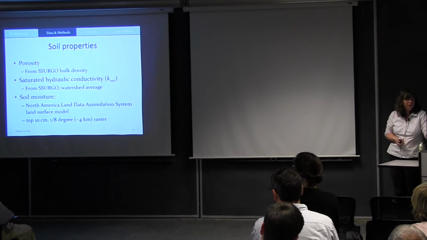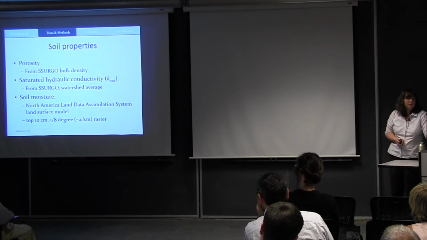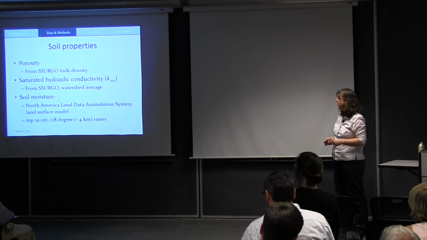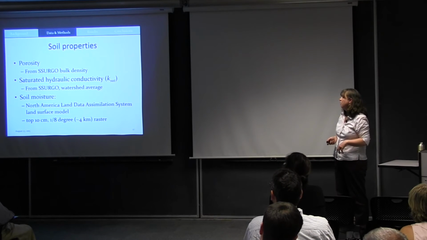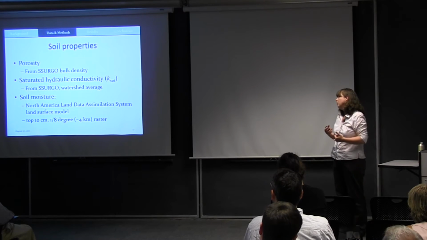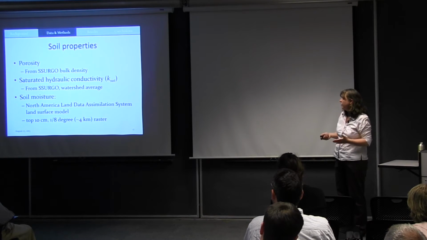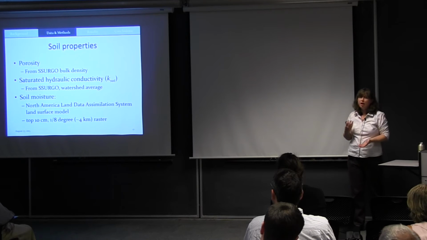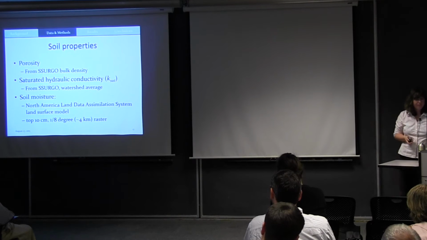Okay, so for soil properties, I used mostly the SSURGO soil database. So I got porosity calculated based on bulk density, the saturated hydraulic conductivity, and all of these soil properties were averaged over the watershed. And then for soil moisture, I used a land surface model that accounts for precipitation, evaporation, soil properties, transpiration, and then models what the soil moisture would be on a given day for a 4-kilometer grid. And I used the top 10 centimeters. We consider that sort of the most hydrologically active area.